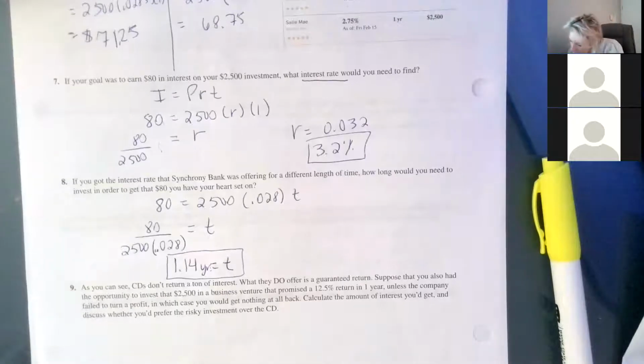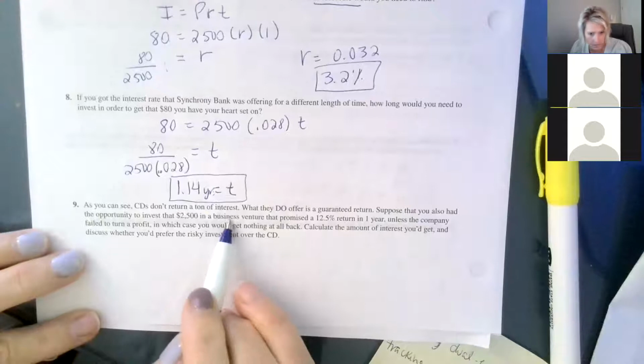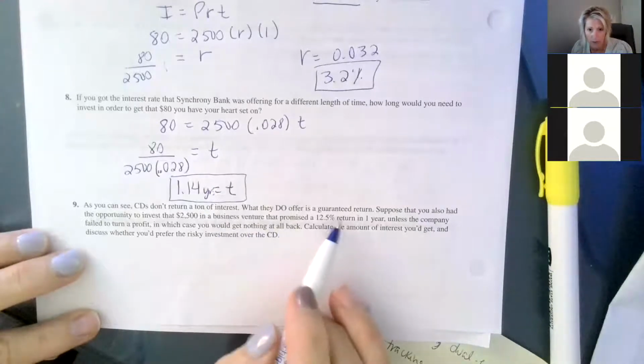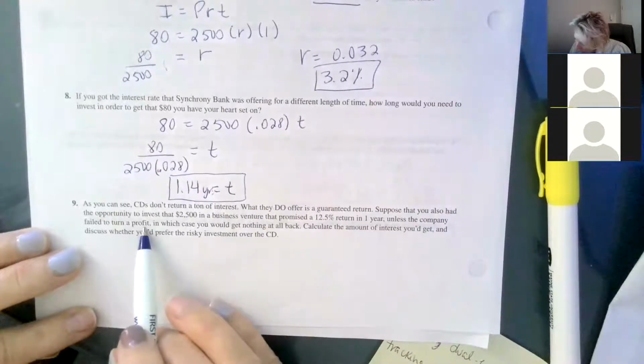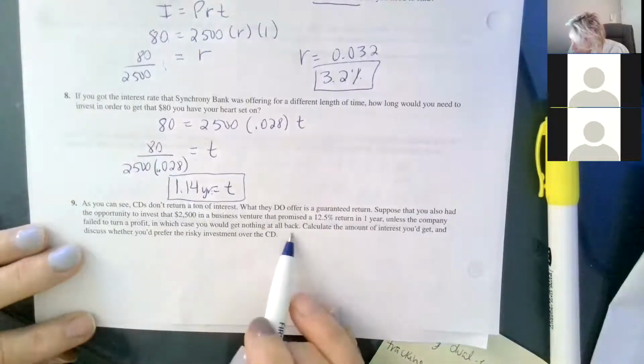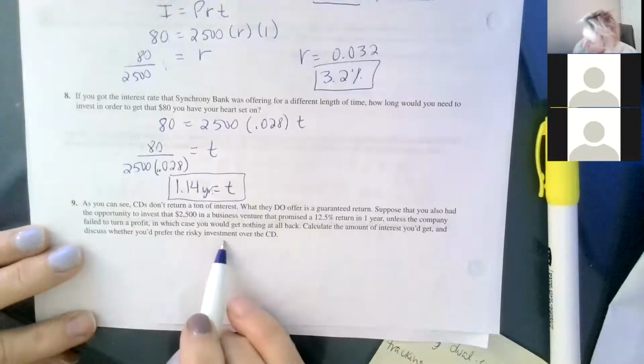Okay. So as you can see, CDs don't return a ton of interest. What they do offer is a guaranteed return. Suppose that you also have the opportunity to invest that $2,500 in a business venture that promised 12.5% return in 1 year, unless the company failed to turn a profit, in which case you would get nothing at all back. Calculate the amount of interest you'd get and discuss whether you'd prefer the risky investment over the CD.